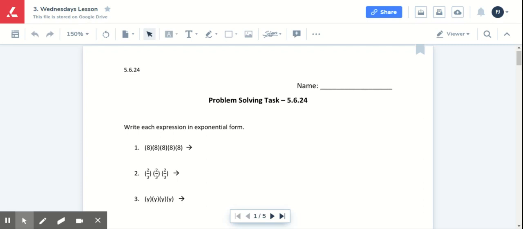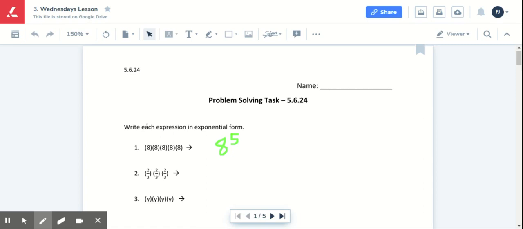What's the base? That's right, 8. What's the exponent? Yep, 5. What does that exponent mean? That exponent means that we're going to repeatedly multiply 8 5 times. The answer is 8 to the 5th power.